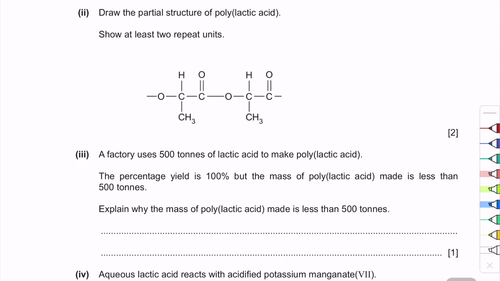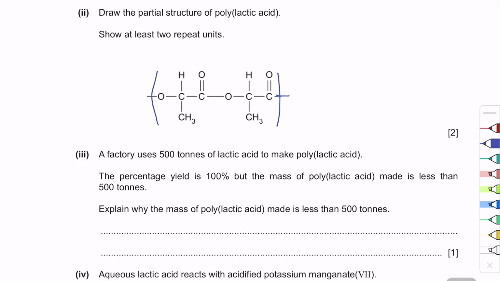So 2 are good enough, because we need to draw at least 2. You can make more if you want to, and just make sure that when you have this, you also draw the brackets to show that this is continuing. Even if you don't want to show the brackets, the bonds continuing on the side should be shown.